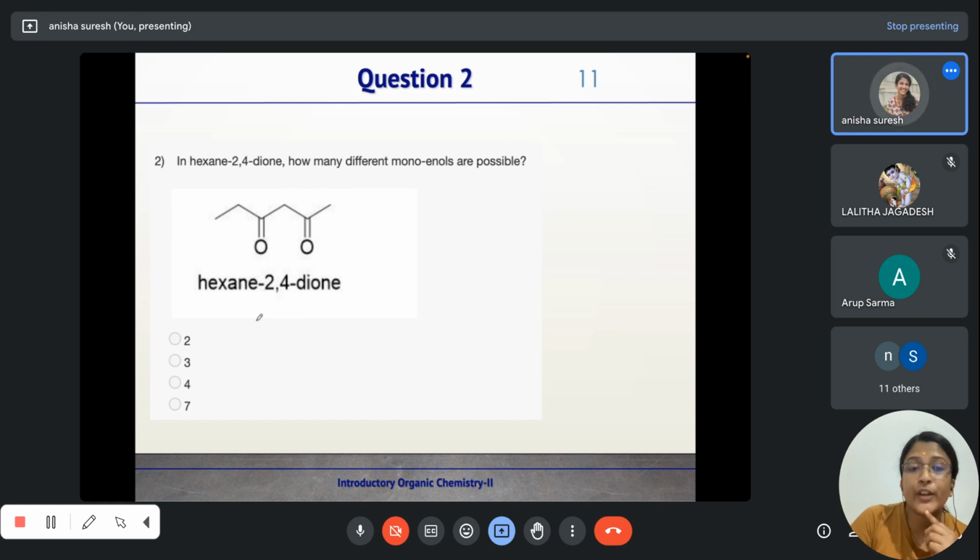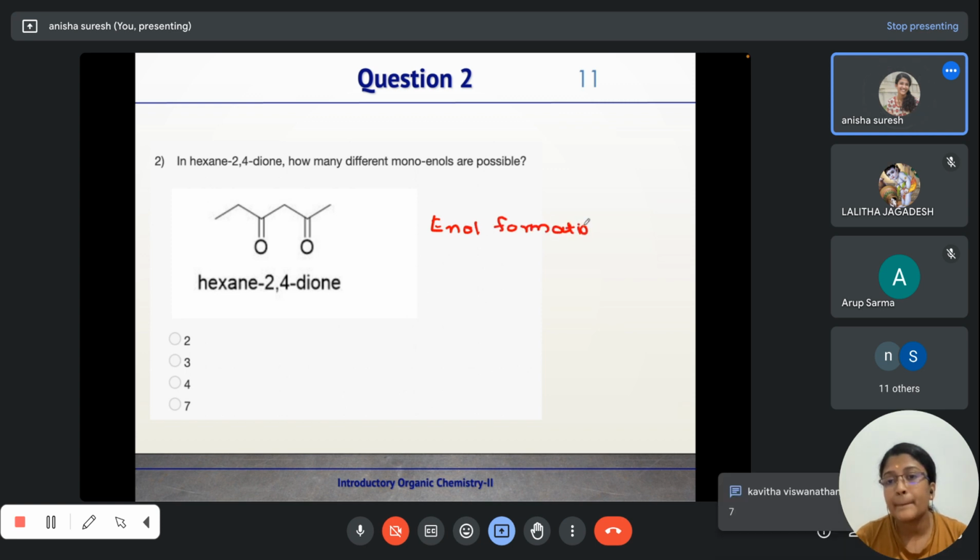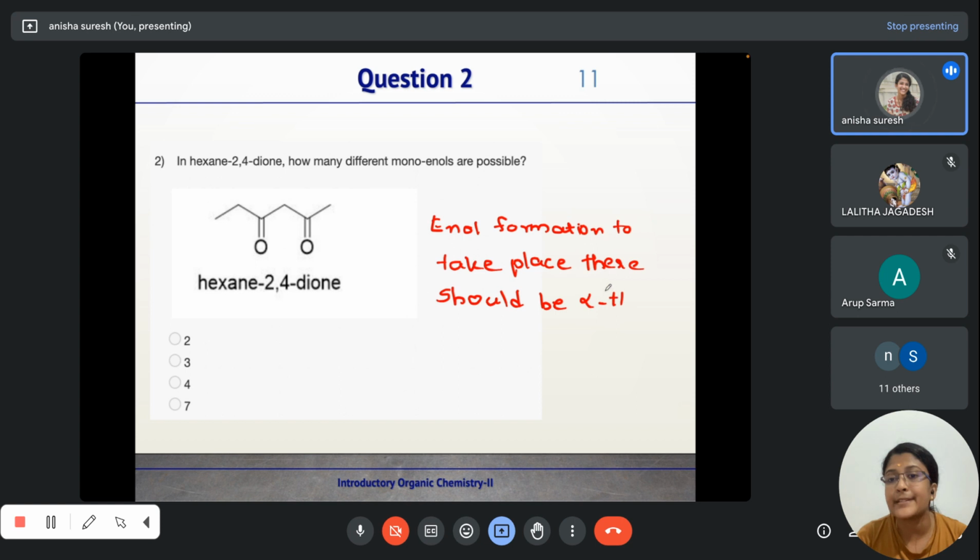In hexane-2,4-dione, how many different monoenols are possible? So for enol formation to take place, there should be alpha hydrogens, right? So in this case, there will be here CH3, CH2, CH2.